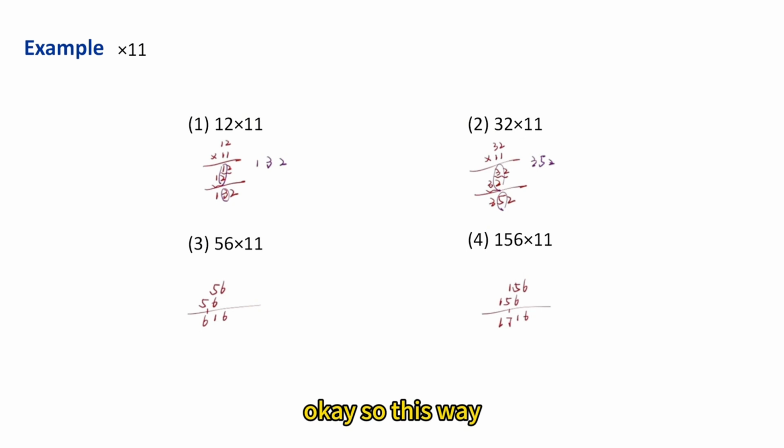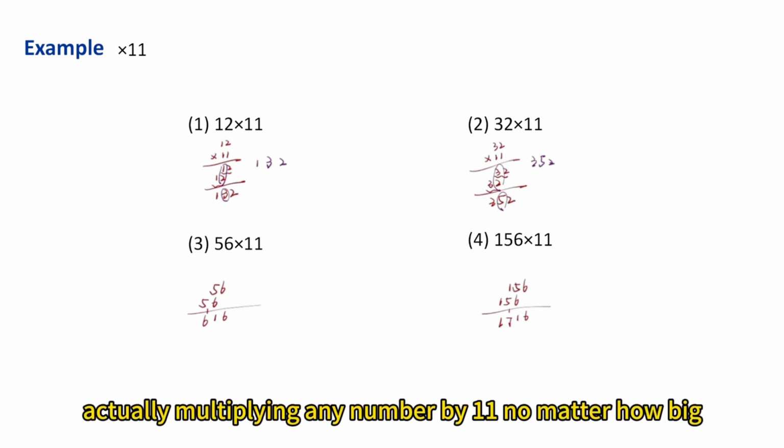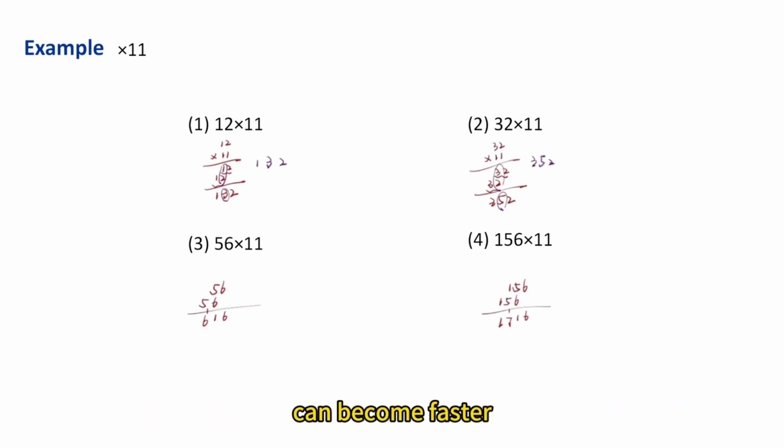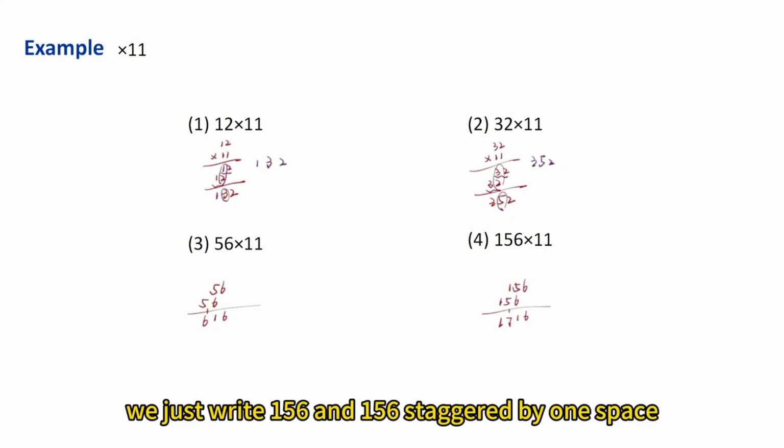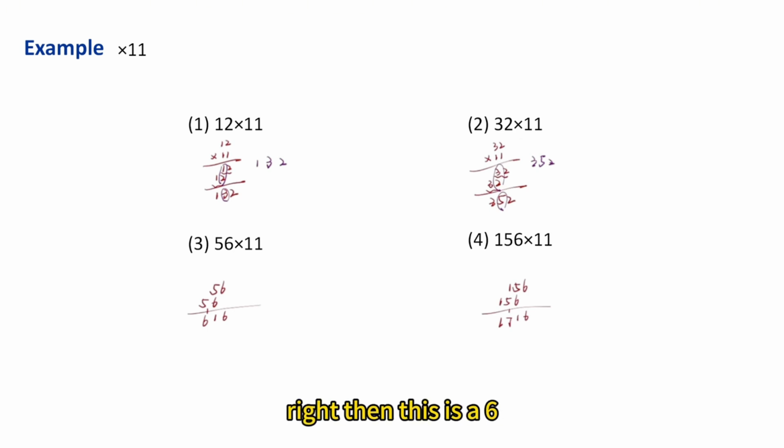Okay, so this way, multiplying any number by 11, no matter how big, can become faster. For example, 156 times 11. We just write 156 and 156, staggered by one space. Then, this is a 6, a 1, a 7, a 1, and you're done. Just like that.